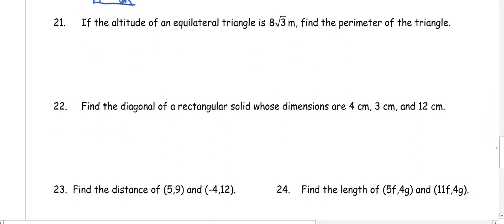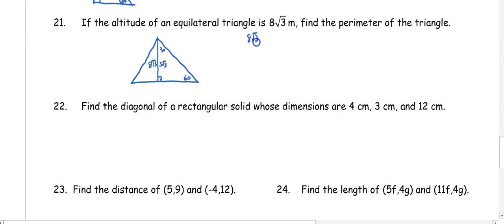21. If an altitude of an equilateral triangle is 8 root 3, find the perimeter. So in the equilateral triangle, remember that an altitude creates our 30, 60, 90 triangle. Root 3. That's the s root 3 side.